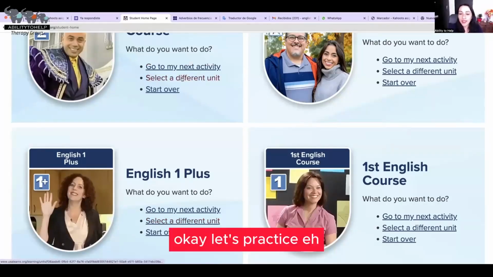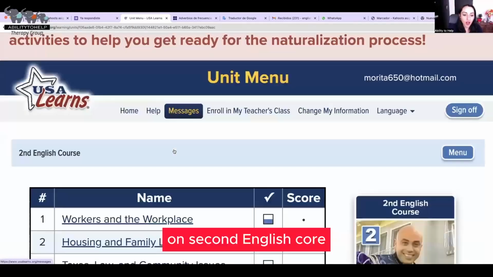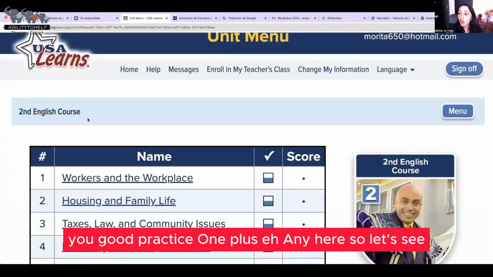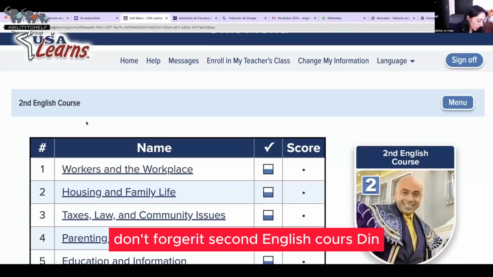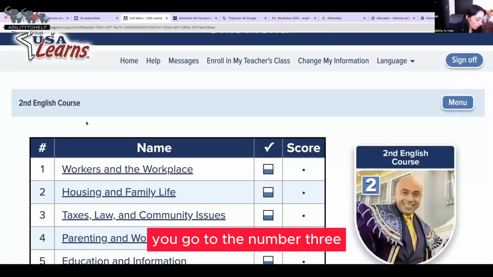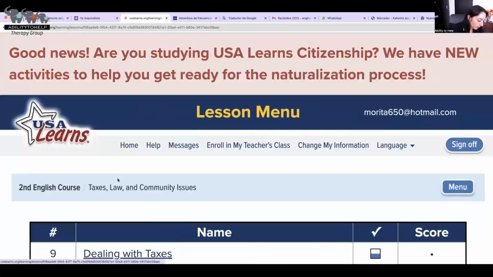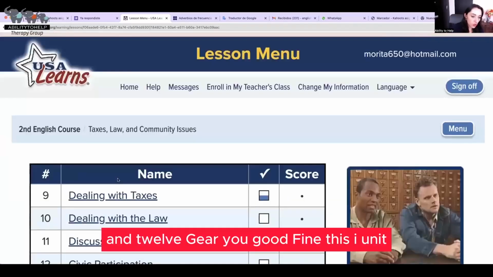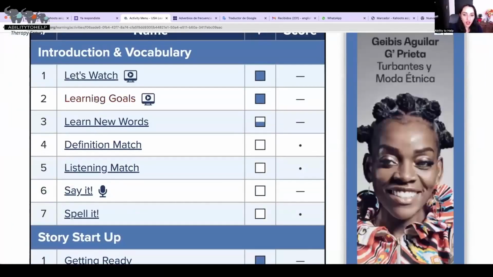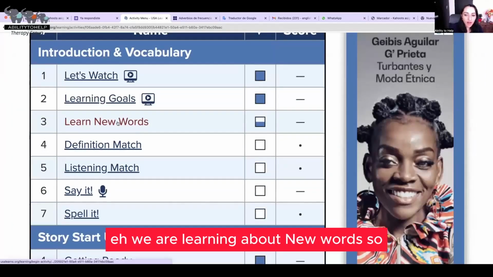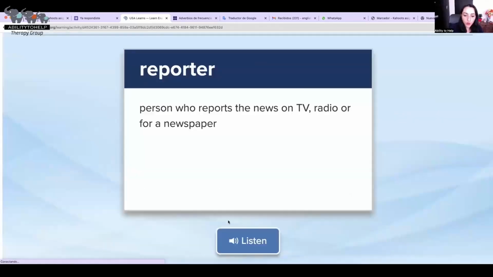Okay, let's practice in the second English course. You could practice here. Don't forget it, second English course. Then you go to number 3 and 12. Here you could find this unit. We are learning about new words. So don't forget it. How do you pronounce it?